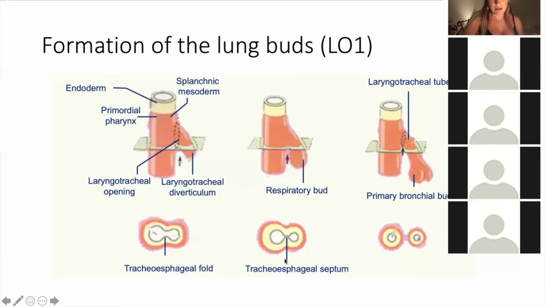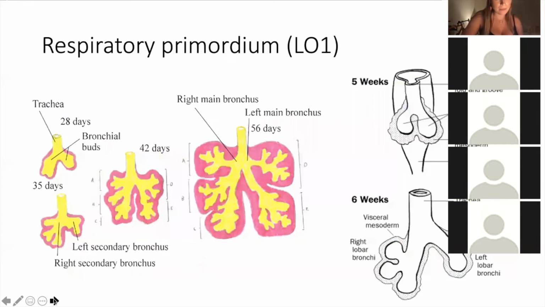Also during this development, we've got a tracheoesophageal septum. As you can see at the bottom here, this further develops and pinches off these two structures. I think this is at the end of week 5 at this point. We now have a completely separate esophagus, which you can see on the left side, and a trachea on the right side with the primary bronchi coming off it. This shows it quite well, and is kind of just repeating what I've said. You can see at day 28, we've got this primitive trachea and a left and right bronchial bud.